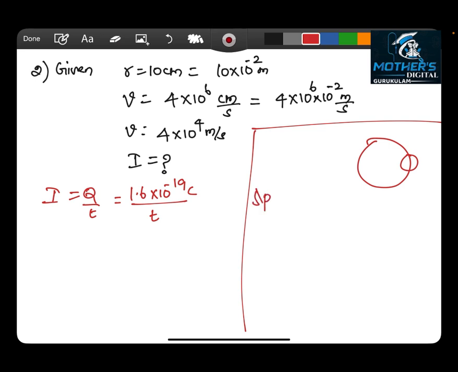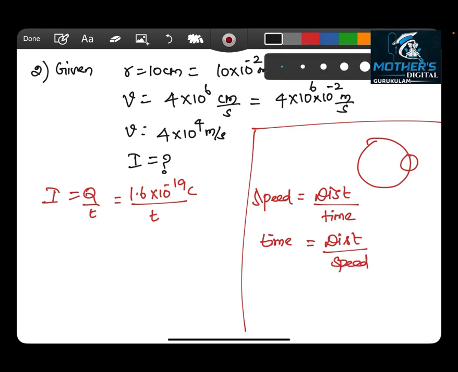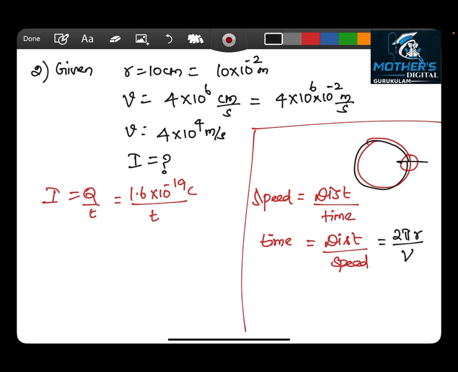So the speed of the electron will be written as distance by time. We can rearrange this formula to get the time formula. So time can be written as distance by speed. The distance in one rotation, it completes 2 pi r, so T is 2 pi r by v.